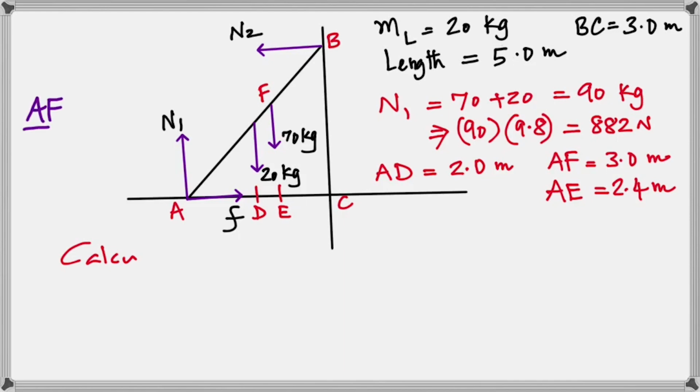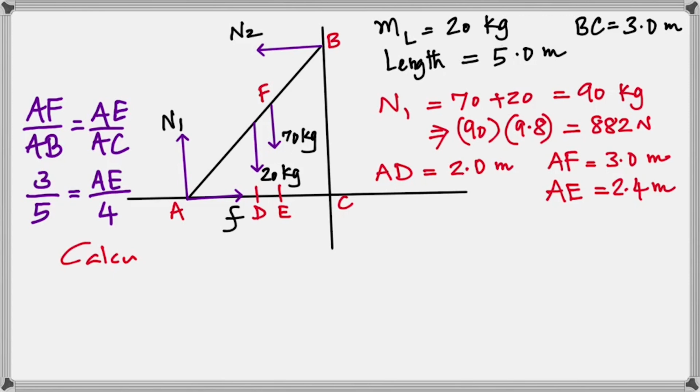AF over AB should be equal to AE over AC. Because we have two similar triangles, and AF is given as 3, we know AB is 5, and we have to find AE, and AC is what? AC is 4. So when you do that calculation, you're going to get 2.4 meter for AE. Okay? So now we can easily calculate the torque, and we're going to calculate the torque about which point? About A.